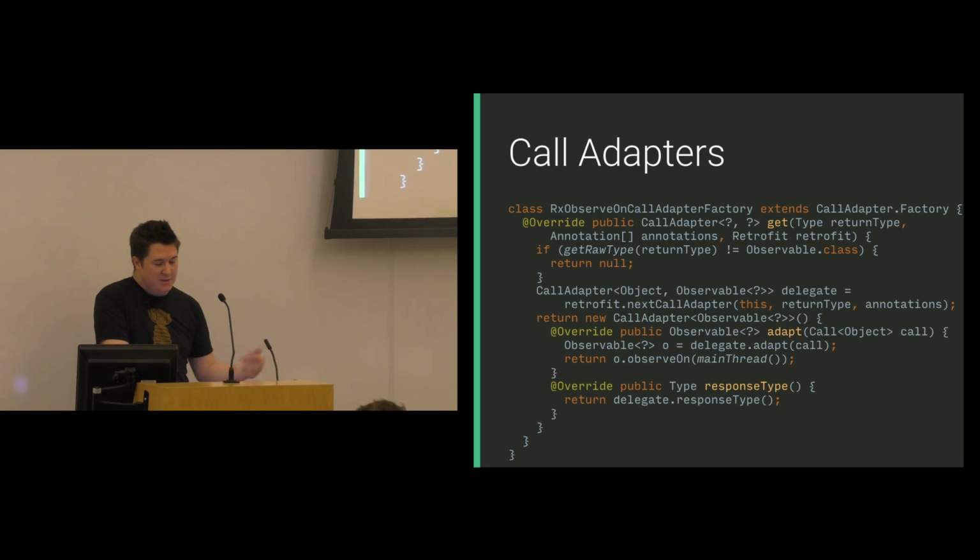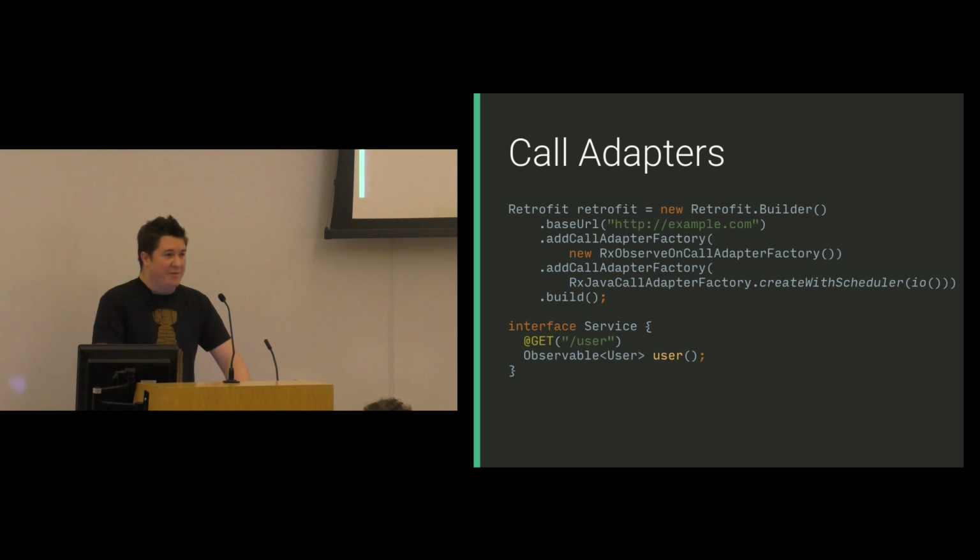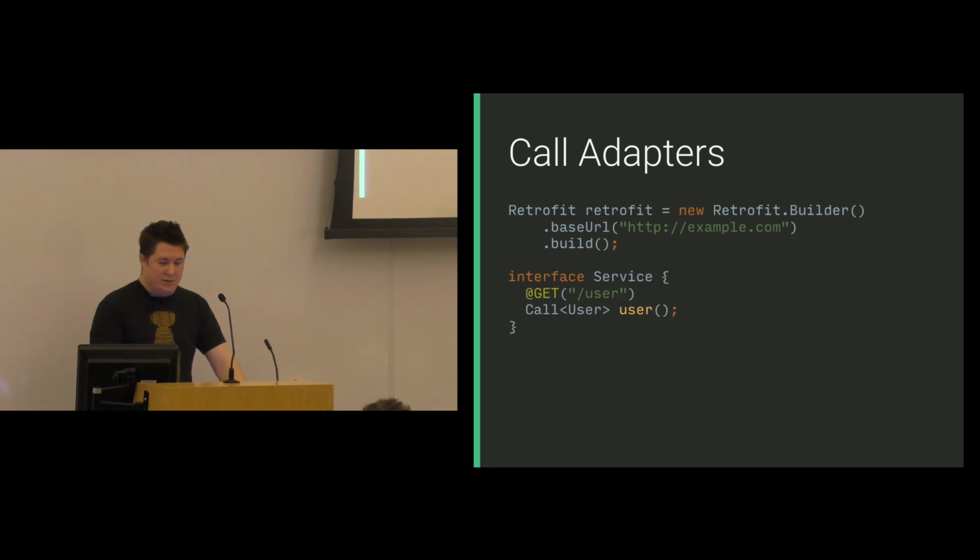This is another great place, especially in RxJava, for things like logging. If you have built-in logging, or you want to do application level interceptors, where you can intercept the user object before it gets returned to your application code, there's a ton of power here. So again, just add it first so that when we delegate, it picks the right one. And then it all just works.